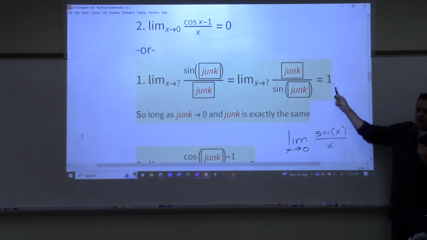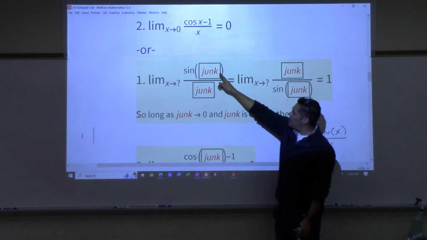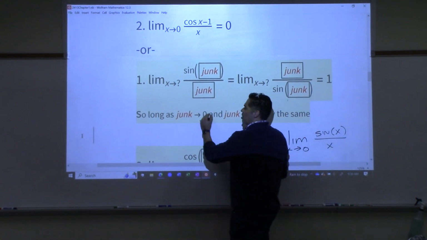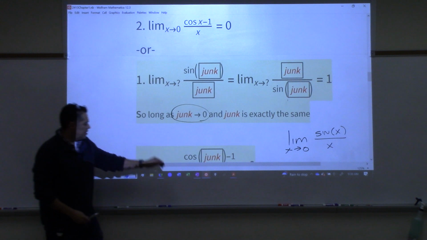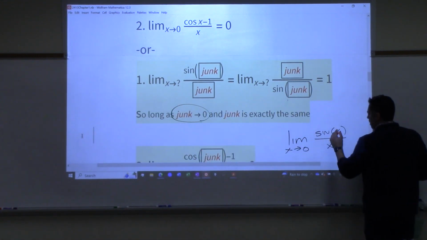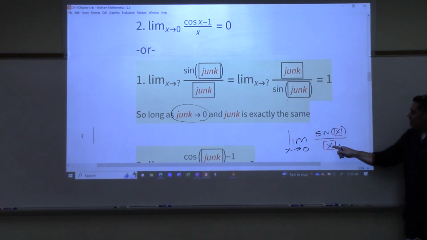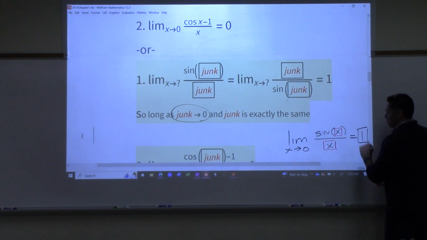All right? Now, there are some conditions on this junk. First of all, like I said, the junk on top here, in here, has to match this junk. They have to be exactly the same. And the junk has to be going to 0. That's the big condition. So when you look at this right here, I'm going to put in red, like I said before, this is our junk, right? That's our junk right there. This is our junk. Are they exactly the same? Yes. Is this junk going to 0? Yes, x is going to 0, right? So this junk is going to 0, so the answer to this is 1. There's no work to be done. It's boxed, and I'm finished.